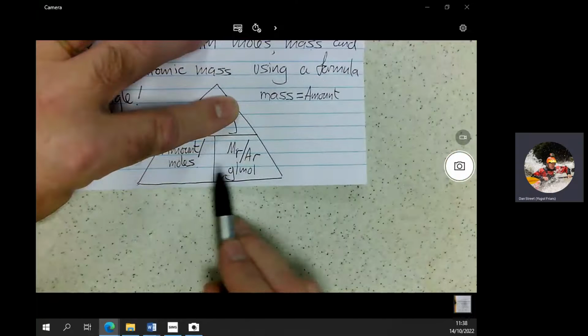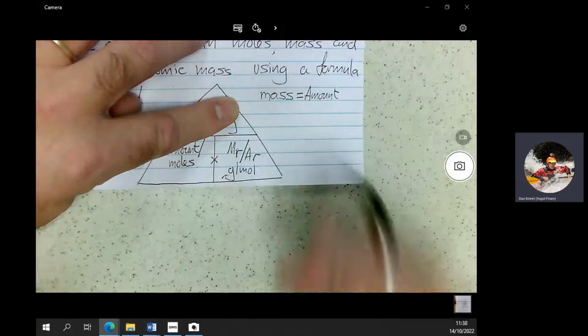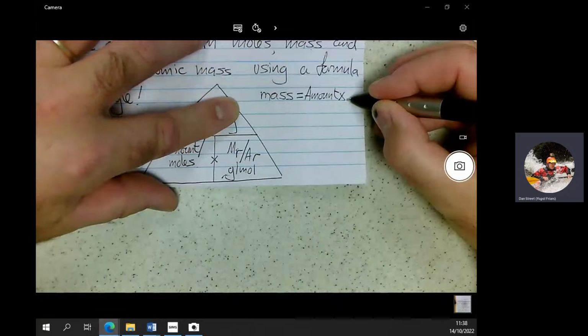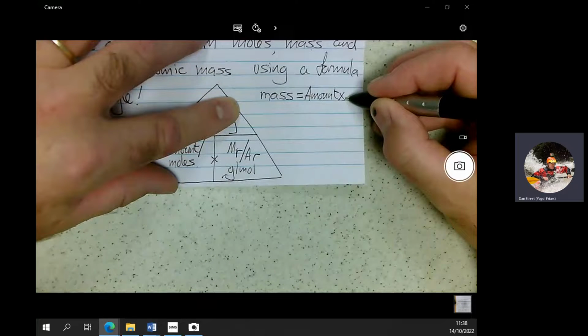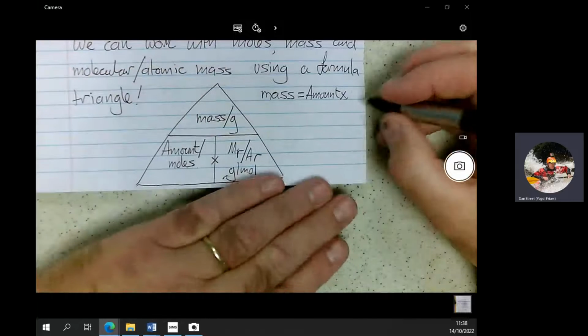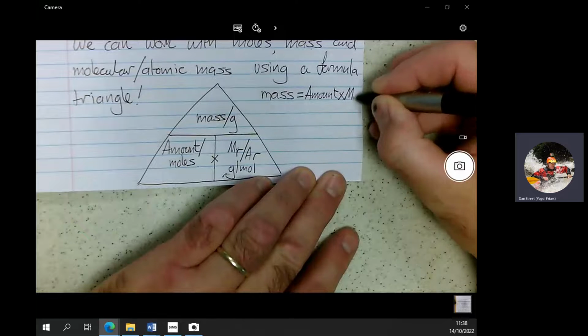Because these two things are sat side by side, we could put a little invisible multiplication sign there. We multiply that by the MR or AR. Of course, I've not laid this out very well. If I had more room, I would have done it underneath. So if you've got more room, then you might want to lay yours out a little better.